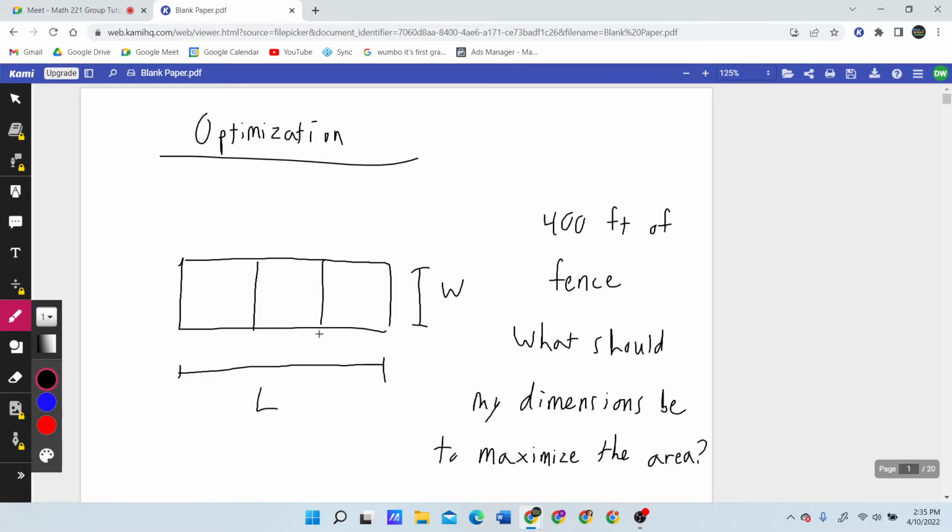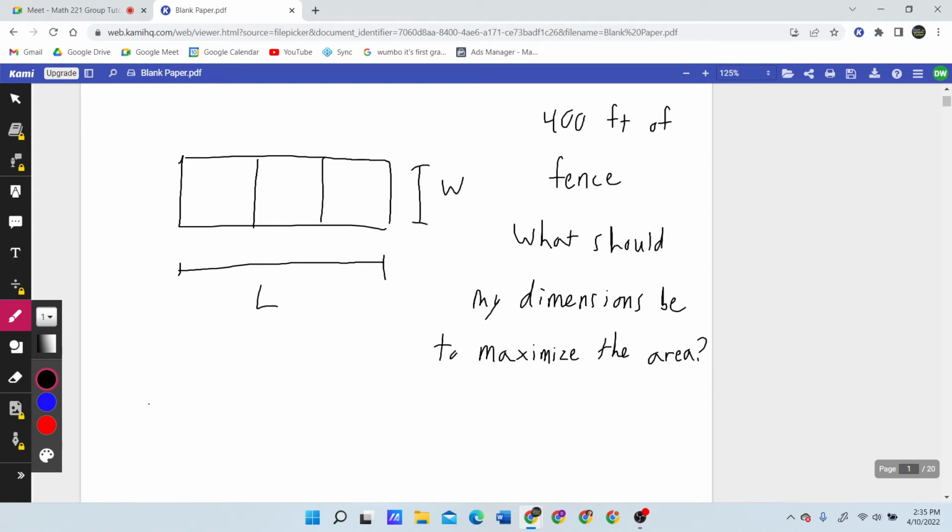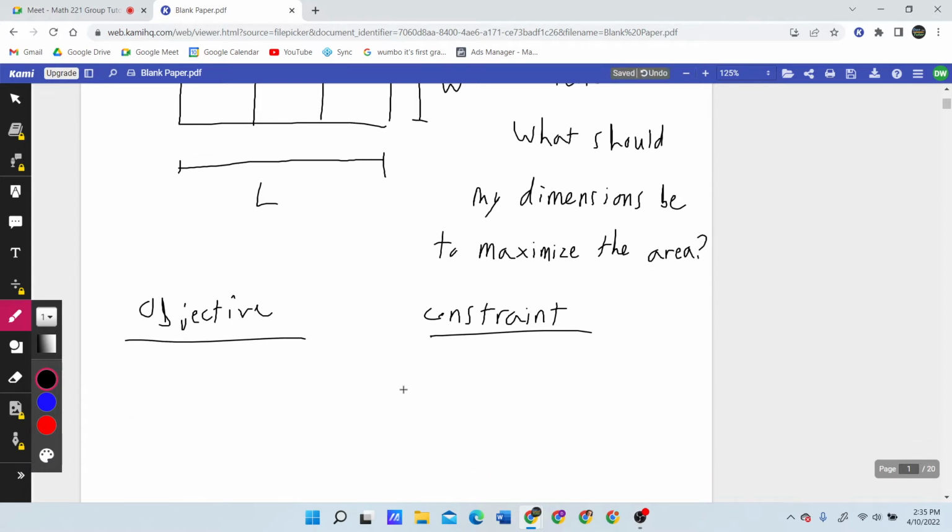So for that reason, if I'm not given a picture, I like to draw a picture first, but since I gave a picture, it doesn't matter. The real first step of optimization is to write down the objective and the constraint equations. You can start with either one. I like starting with constraint because it's always the number. The number here is 400 feet of fence, so that's 400.